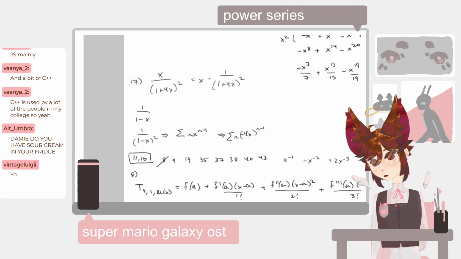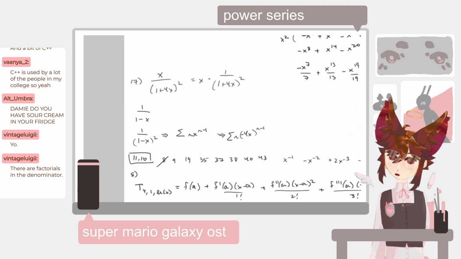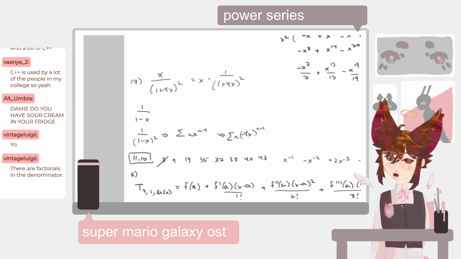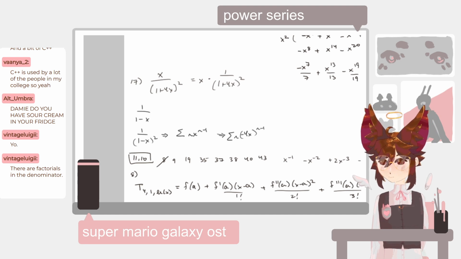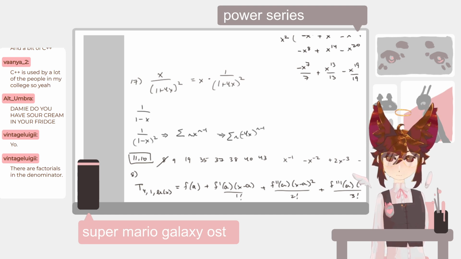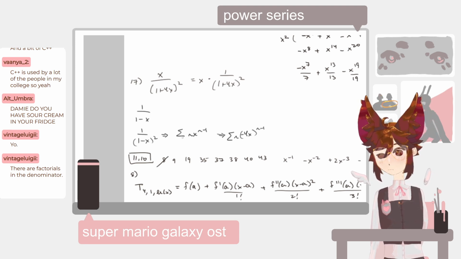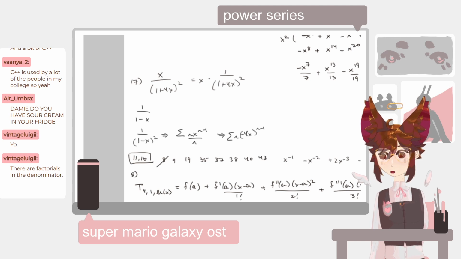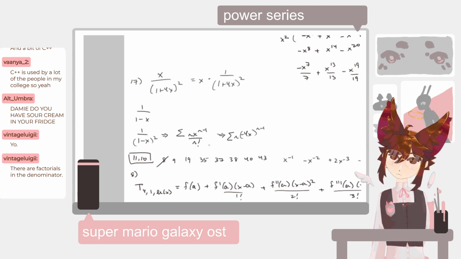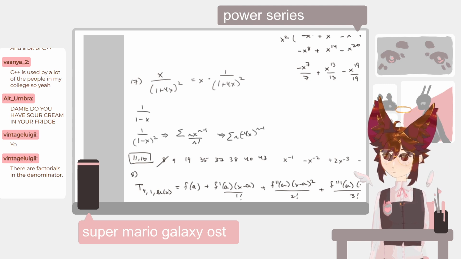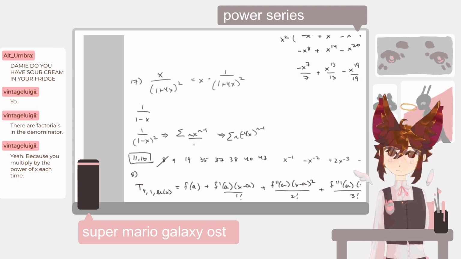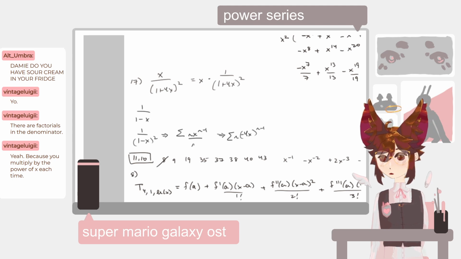I can't figure out why this one is like factorial. There are factorials in the... yeah, I don't know why. Why are there factorials in the denominator? Because when you have this, is it... wait, is this over n? When you take the derivative stuff, normally you have to do it over n, right? No, but you're not, because you multiply by the power of x each time. Oh, wait, but they didn't write it.